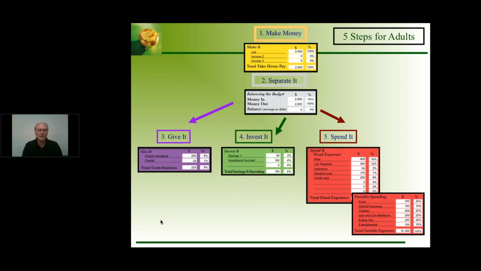Number 4 is to save and invest. Some of it you'll put into your long-term savings account, the emergency account, and the rest of it, our goal is to put that into our long-term investment account. Then you get into step number 5, which is to spend.